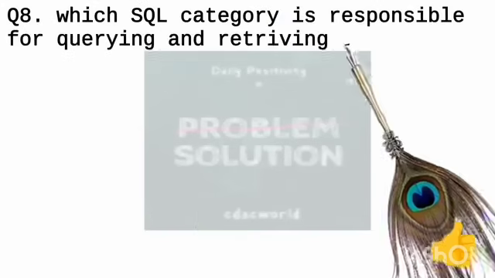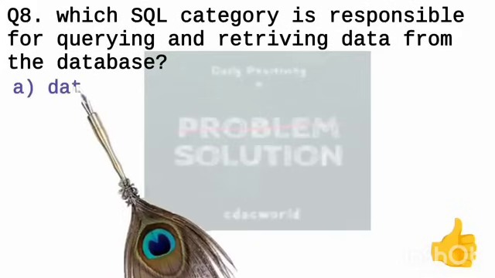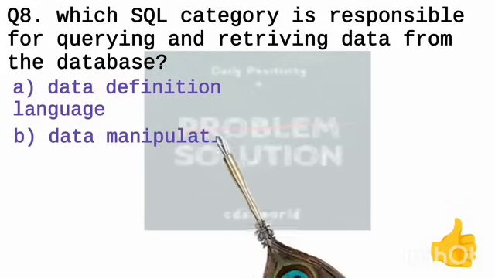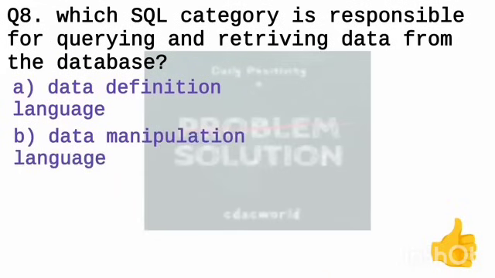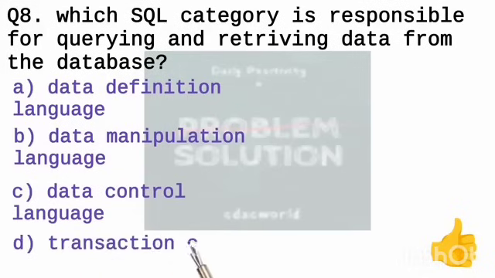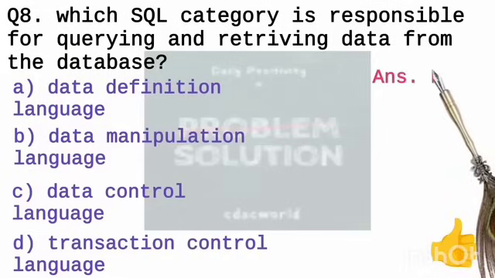Query number 8. Which SQL category is responsible for querying and retrieving data from the database? Option A, data definition language. Option B, data manipulation language. Option C, data control language. And option D, transaction control language. And the answer is B, data manipulation language.